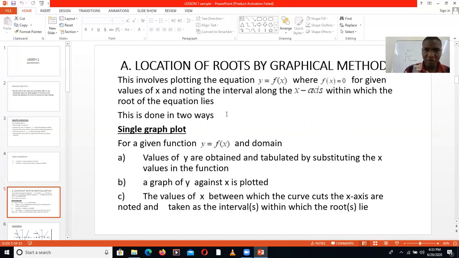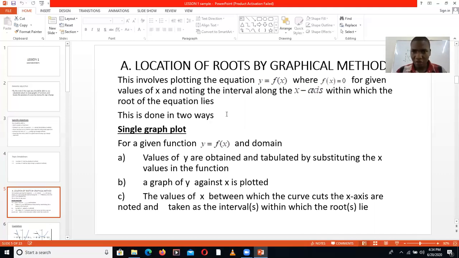So let's look at the very first one, location of roots by the graphical method. We're saying this involves plotting the equation y equals f of x, where f of x of course will be 0, for given values of x, and noting the interval along the x-axis within which the root of the equation lies. You simply plot the function, they give you the domain, then look at which interval it crosses the x-axis. That tells us that the root lies between some values. If the function doesn't cross the x-axis, it means that the function has no root in that interval.